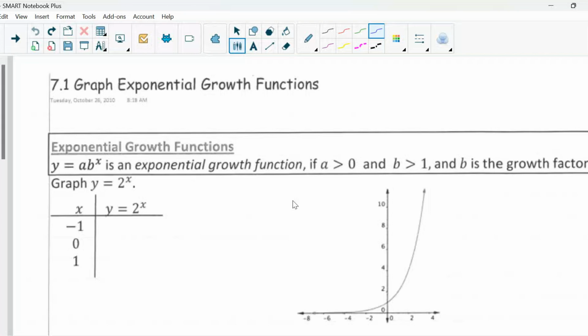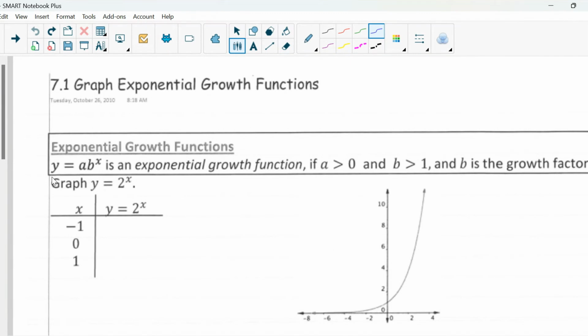In both 7.1 and 7.2, we are looking at exponential growth and decay functions. So starting off with 7.1 here, we are going to start by graphing exponential growth functions. I think this is something that we've already talked about at some point within the school year, but let's go through it again.